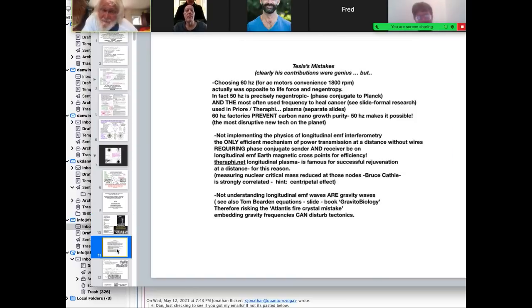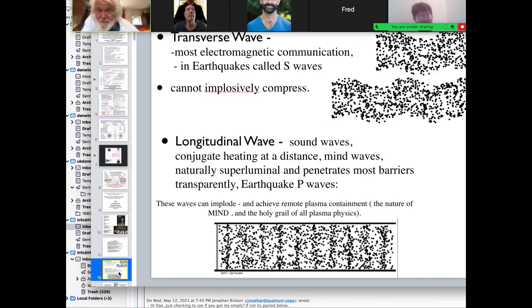And we talk about, we're admiring Einstein and Tesla in general. We're just saying that there are some key mistakes which unfortunately had long-term repercussions for our civilization. When Tesla chose 60 cycle, the frequency at which the voltage required to stop the heart is lowest, he actually chose an anti-biologic frequency. And by the way, in the process, prevented the United States from ever growing carbon nano, the most important tech on the planet, because it can only grow in 50 hertz. Welcome to Europe.